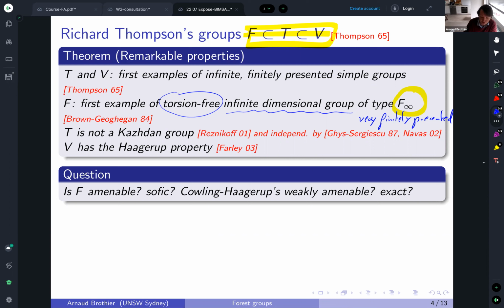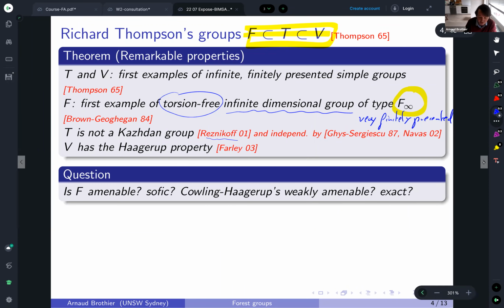So that was done by Brown and Geoghegan in '84. Okay. Now, there were other properties that are a bit more operator algebraic, if I may say, and from geometric group theory. So T is not a Kazhdan group. Okay, it doesn't satisfy property (T) of Kazhdan. And there are several proofs of this fact.